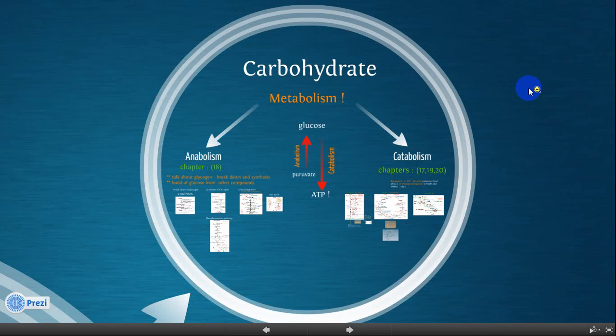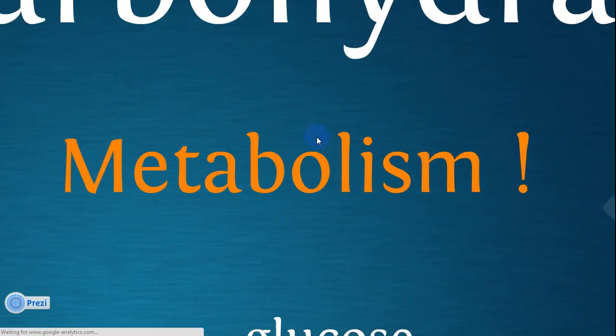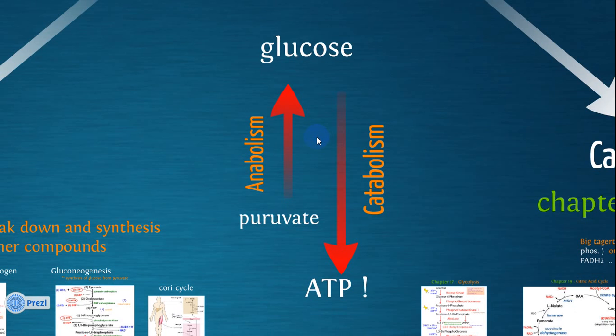We said that chapters 17, 18, 19 and 20 talk about carbohydrate metabolism. What we need to know about the metabolism of carbohydrate, or the big picture for this process, is that in catabolism you need to change glucose into energy. You need to break down glucose to take energy from it.